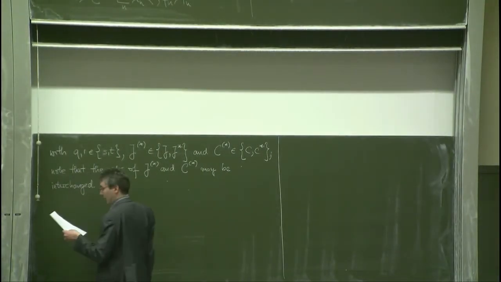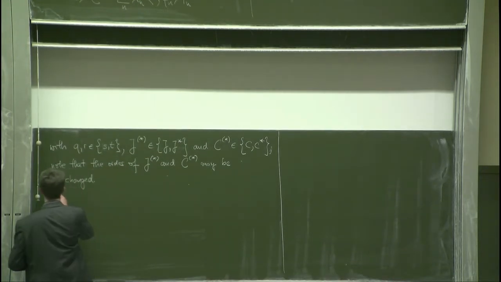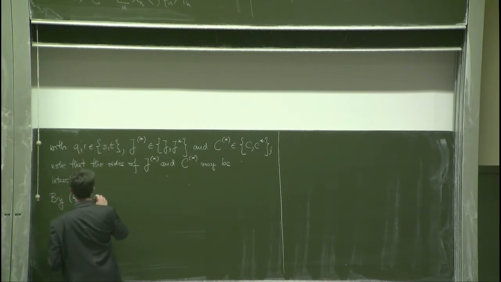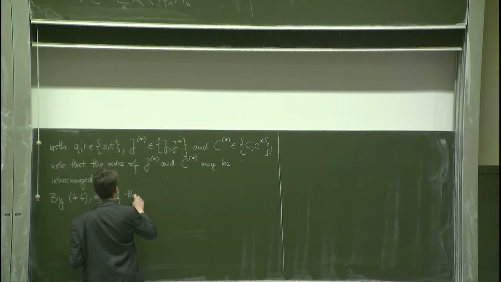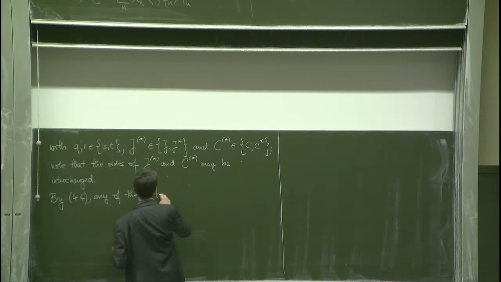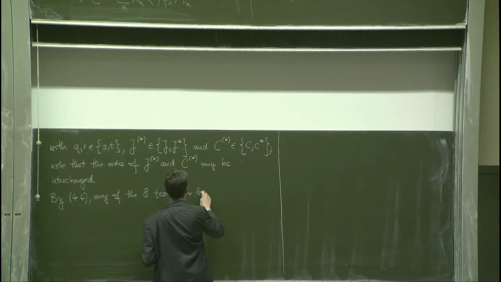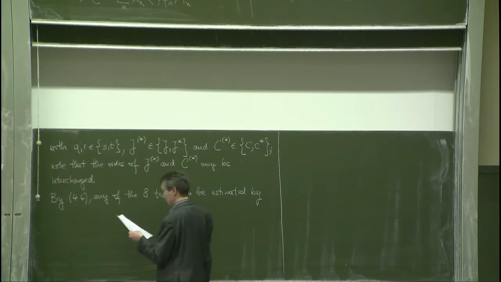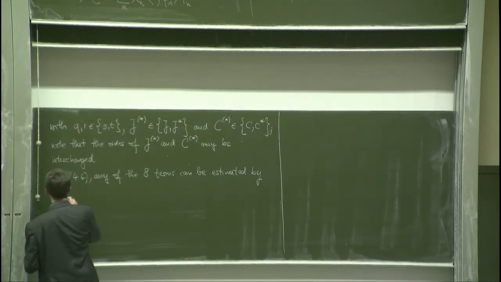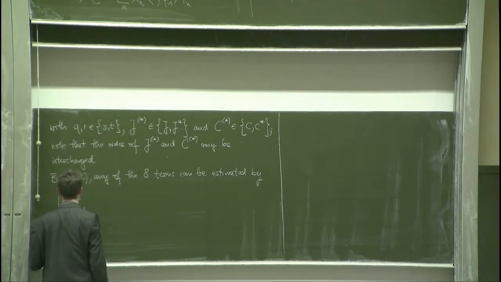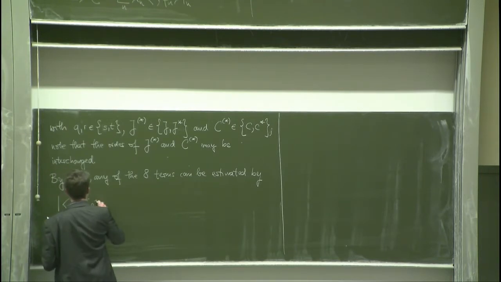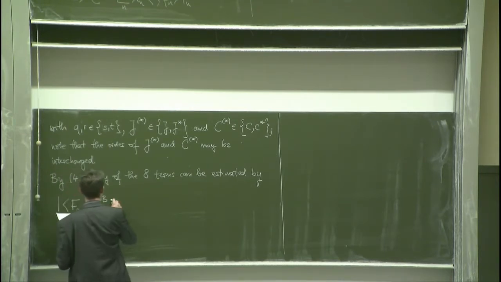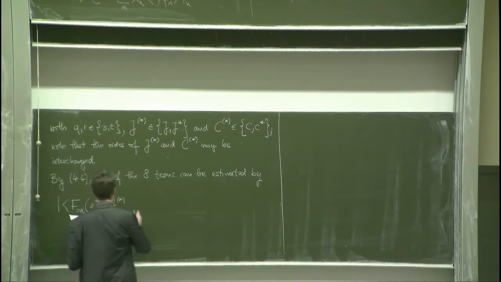Yeah, but we can estimate these terms by 4.4, by estimate 4.4, any of the 8 terms can be estimated in the following way: absolute value of f of 0 and a of exponential I q b, j or j star, exponential minus I, q minus r, a.